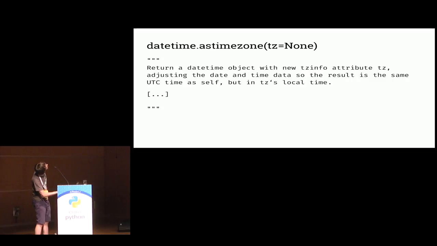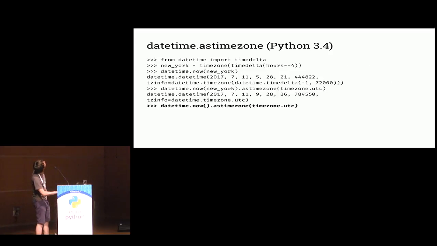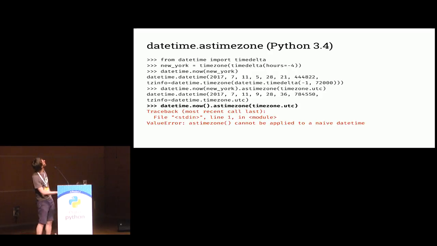Then there is astimezone, a method on a datetime object which basically converts a datetime you have into another time zone, fine. So let's make an example: datetime, give me the current date and time, so now, and now convert it into time zone UTC. What happens in Python 3.4? No idea? Okay. Traceback, ValueError: astimezone cannot be applied to a naive datetime. There is no time zone information attached to it, so astimezone doesn't work, which is fine because that's how it always was.